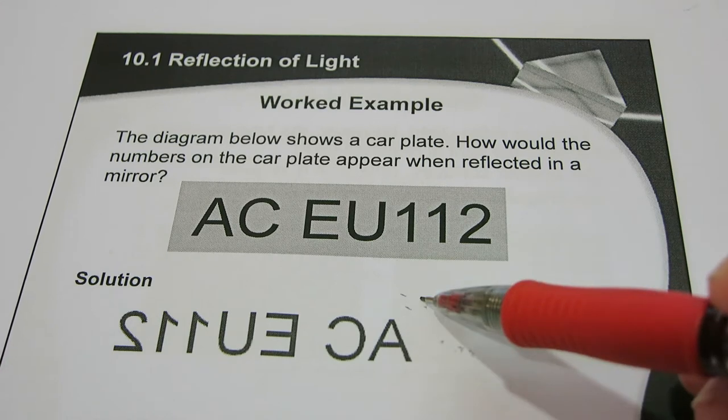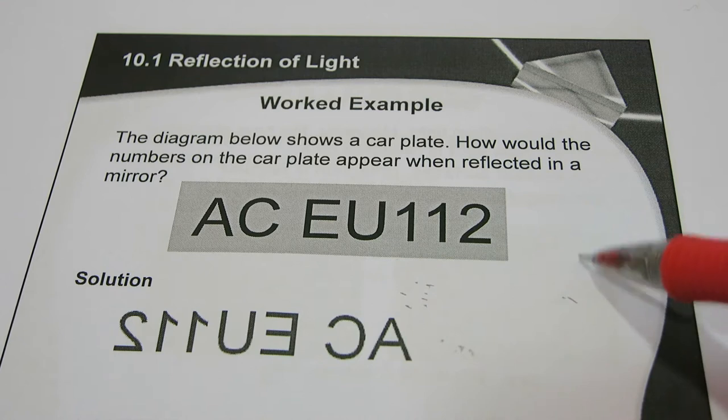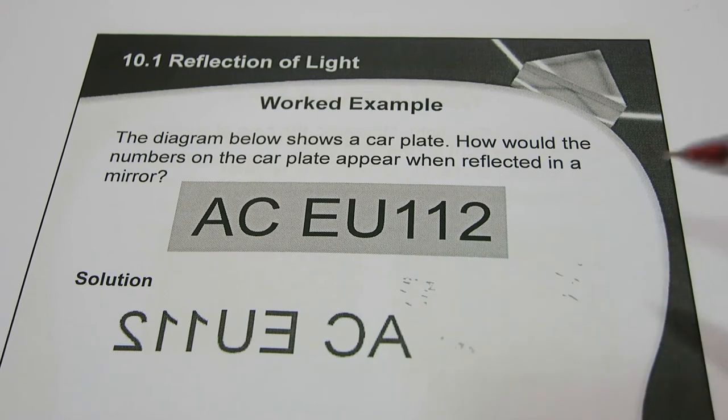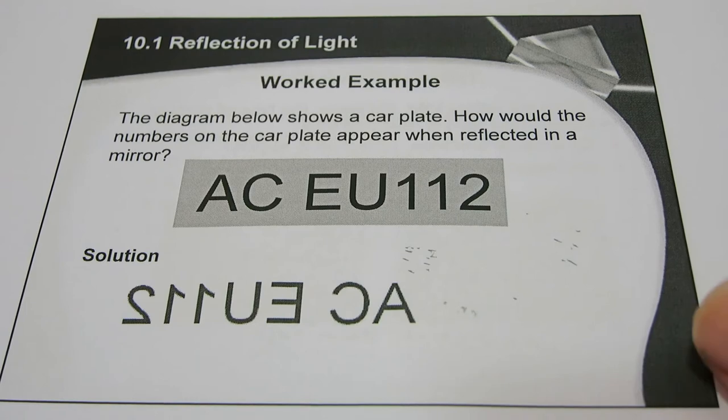The reason is that images formed in mirrors will be inverted, or rather we call it laterally inverted. The left becomes right, the right becomes left. And to somebody in a car with the ambulance behind him, looking in the mirror, he will see the word ambulance being formed correctly.